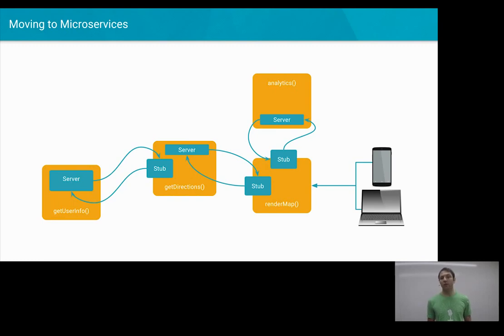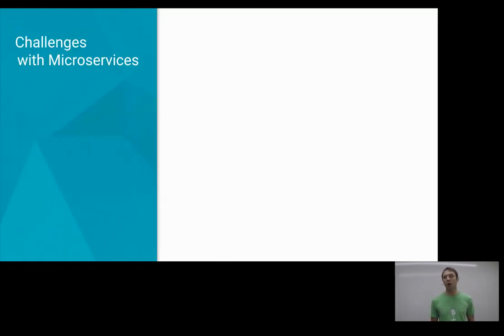We may choose to move to a microservice architecture so that we can scale easier, update each part in isolation, and gain other such benefits. We get an architecture that looks more like this. Multiple machines with multiple services that all talk to each other over the network.